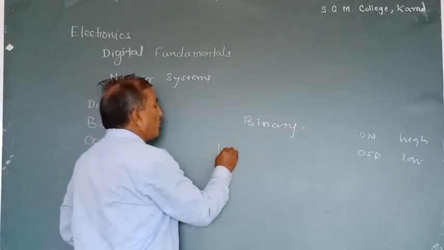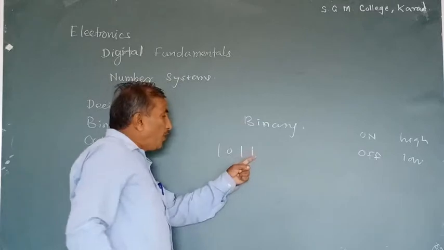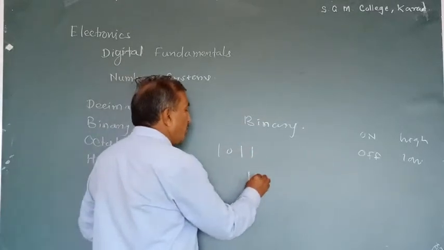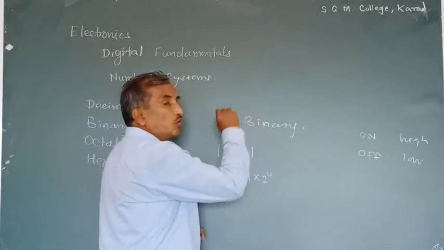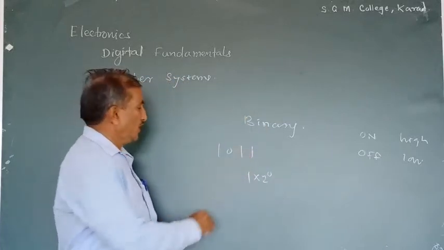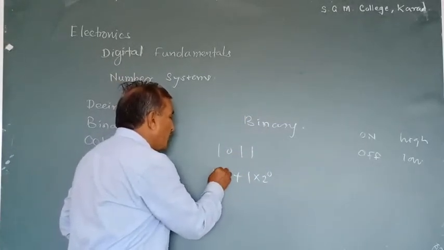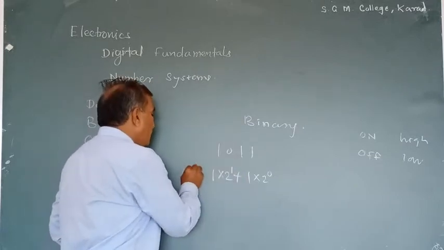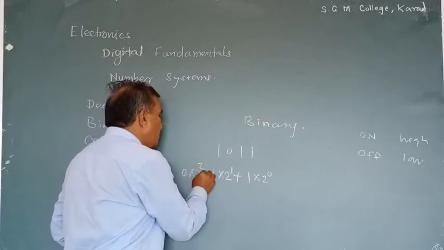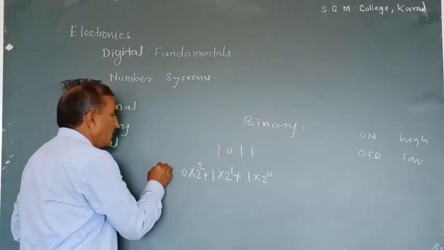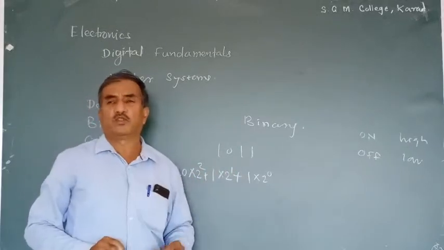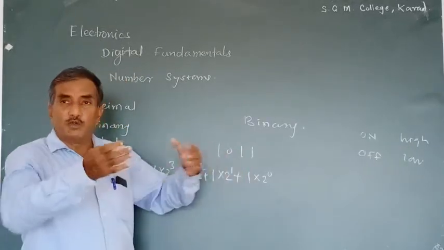Now, similar to decimal, for every number system, the positional weight is important, also in binary. Suppose the binary number 1011. Every digit has its positional weight. This 1 has the positional weight 2 raised to 0; 1 into 2 raised to 0 means 1. Then this 1 has positional weight 1 into 2 raised to 1. This has positional weight 0 into 2 raised to 2. And this has positional weight 1 into 2 raised to 3. In this way, towards the MSB side, the positional weight increases.